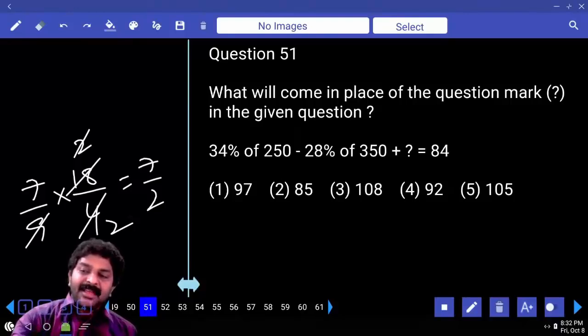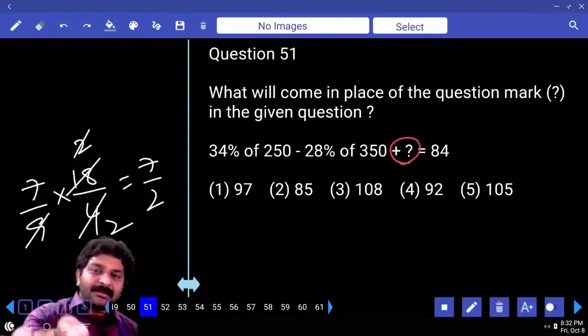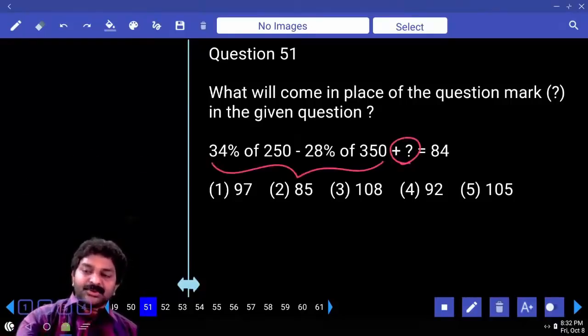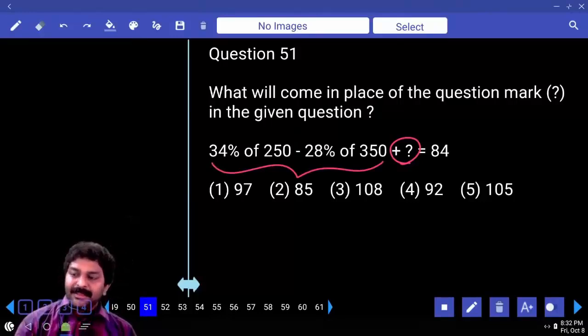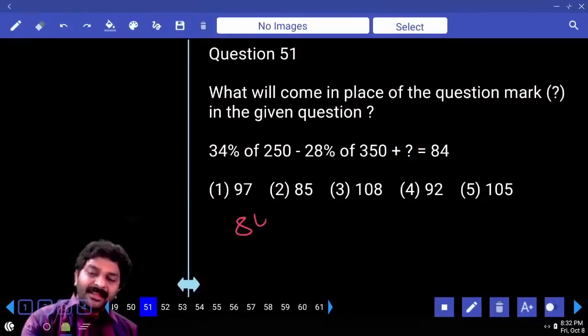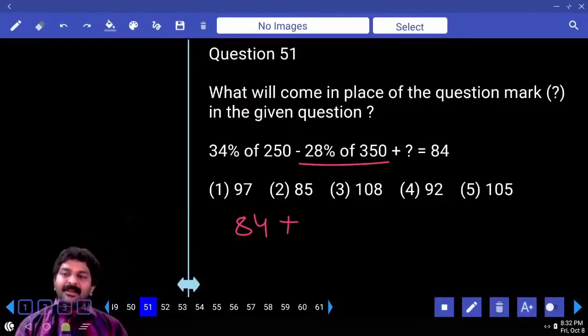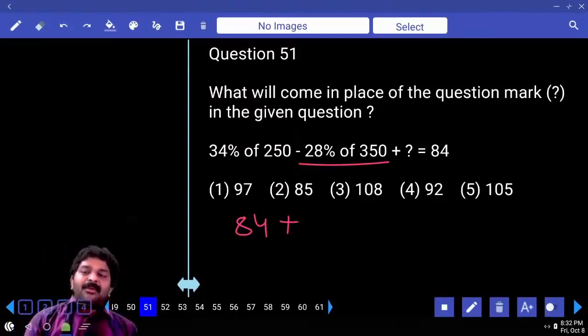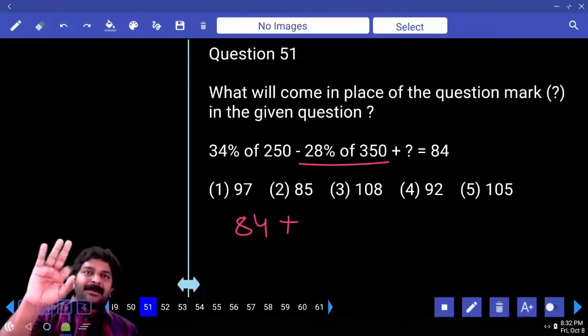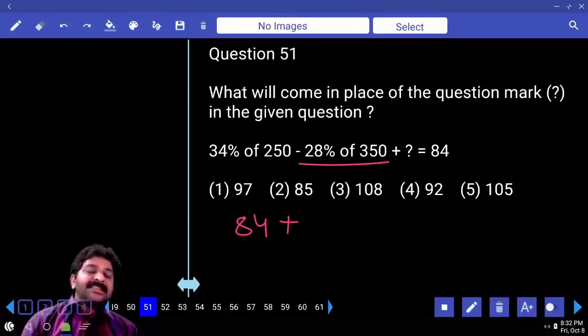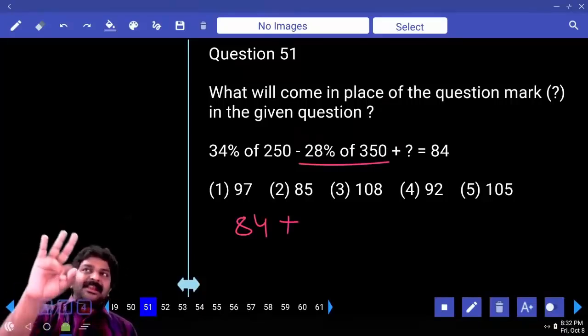Yes. X value is on the left hand side and it is a positive number. So we have to take these two numbers to the right hand side only. Yes, right hand side already we have 84. This negative number goes to the right hand side and becomes a positive number. 28% of 350. How do we get 28%? 30% minus 2%. What is 10%? 3 times of it.